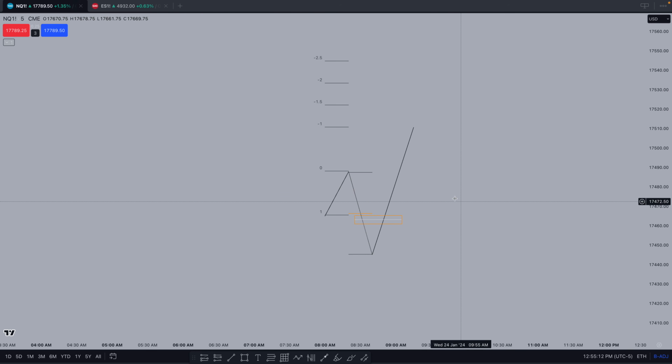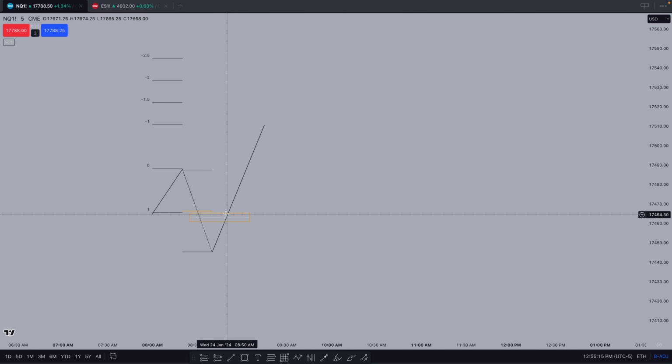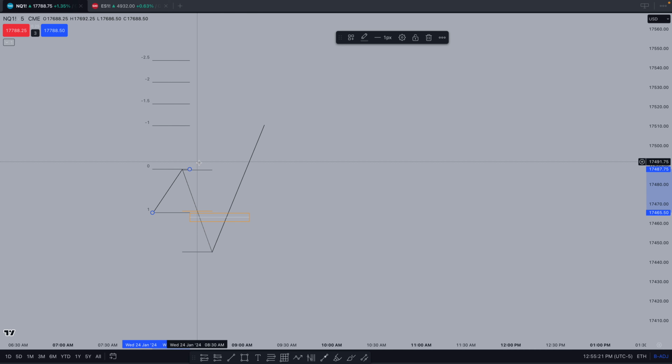Back to what I was saying here. If we close in a discount, you can target just the B high. If we close in a premium, you want to target the B high and preferably the standard deviation, the first standard deviation of the A to B leg, okay?